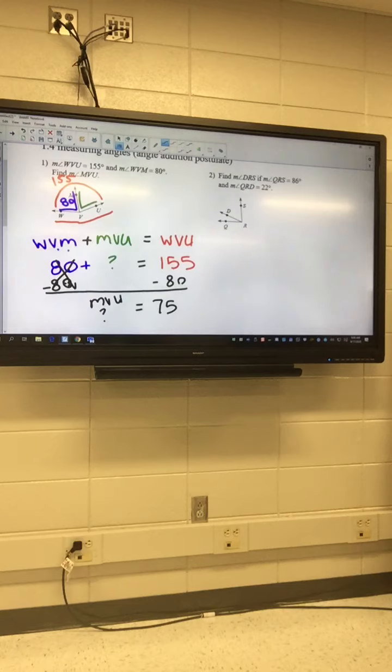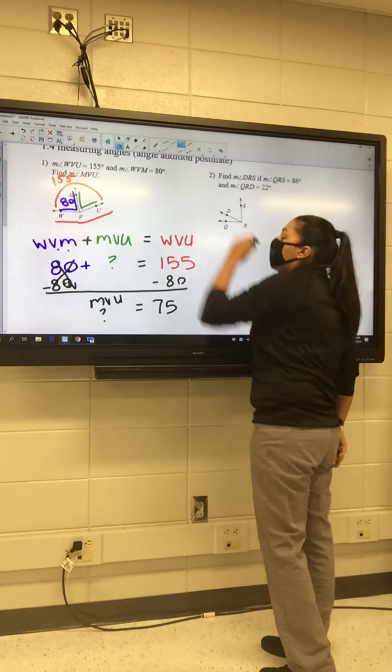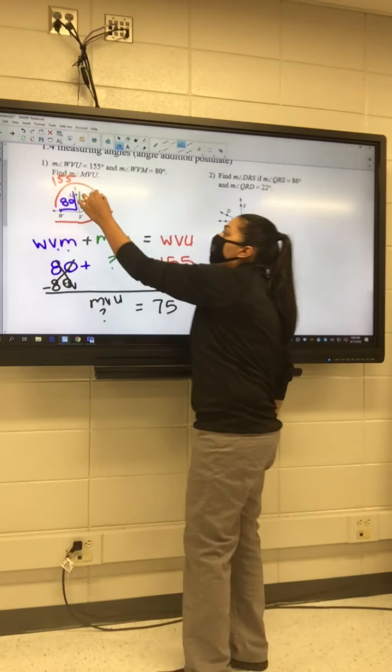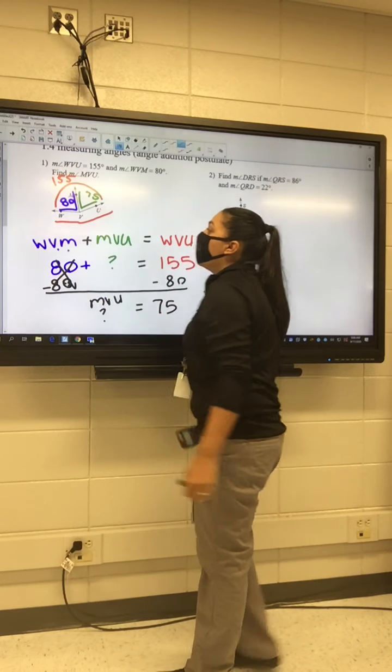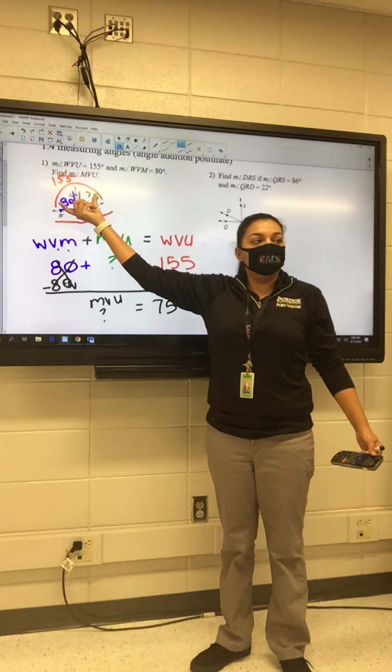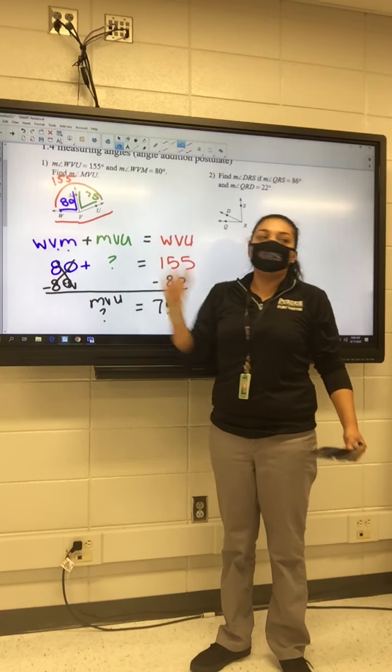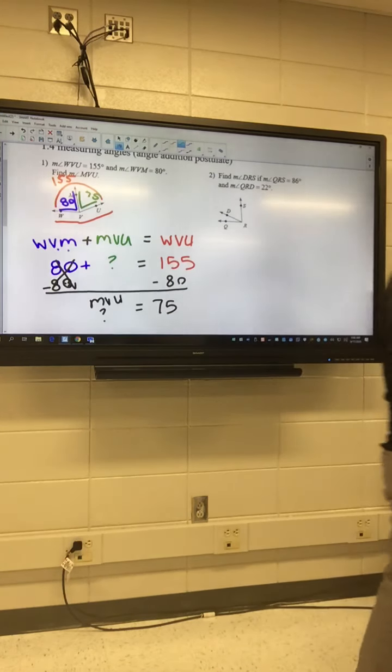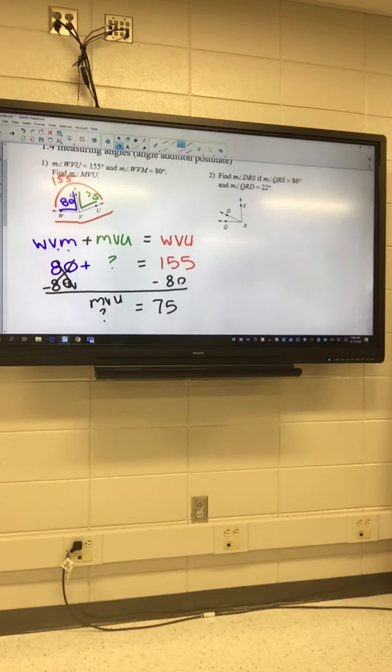Okay, so let's look at this. Now I know my green one equals what? 75. So let's look at the picture. The little one plus the little one should equal the big one. So what is 80 plus 75? It should be 155, okay? And when we add them up on our calculator, it is 155. So you're taking the little angle plus the little angle to give you the big angle.